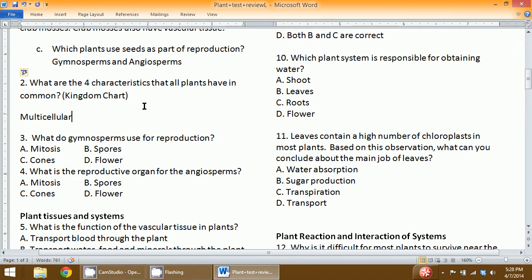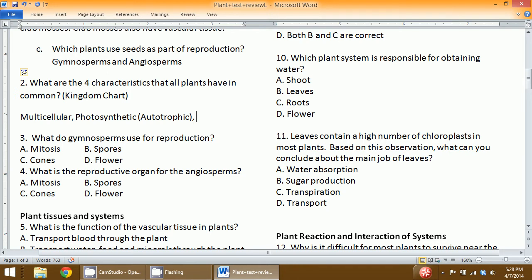It should also be noted that all plants are photosynthetic, or autotrophic if you want to use a slightly more ambiguous word. But they're photosynthetic. That means they make food from light. That distinguishes them from, say, fungi and animals.